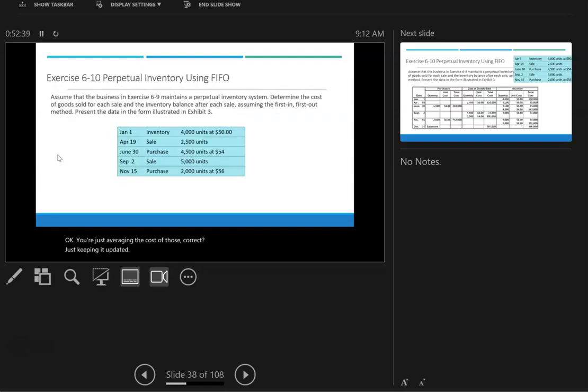Assume the business in exercise 9 maintains a perpetual inventory system. Determine the cost of goods sold for each sale and the inventory balance using FIFO. Again, guys, it's kind of ad nauseum. I'm repeating it, but the best way to learn this stuff is to do a problem, okay? Which is why I'm showing you these.